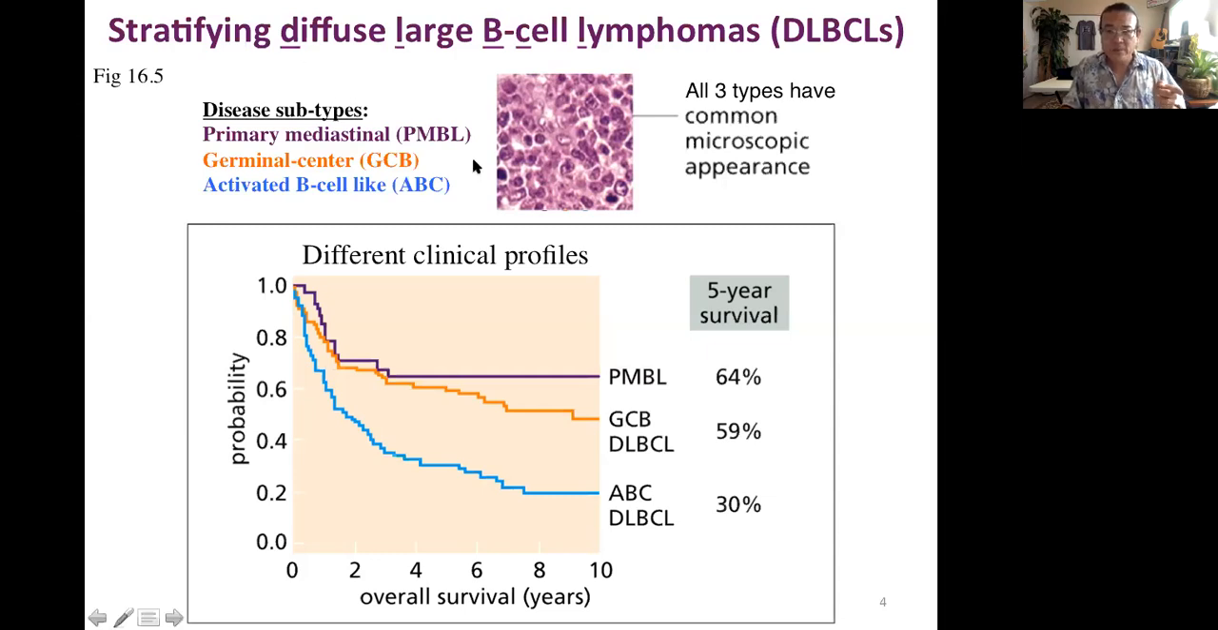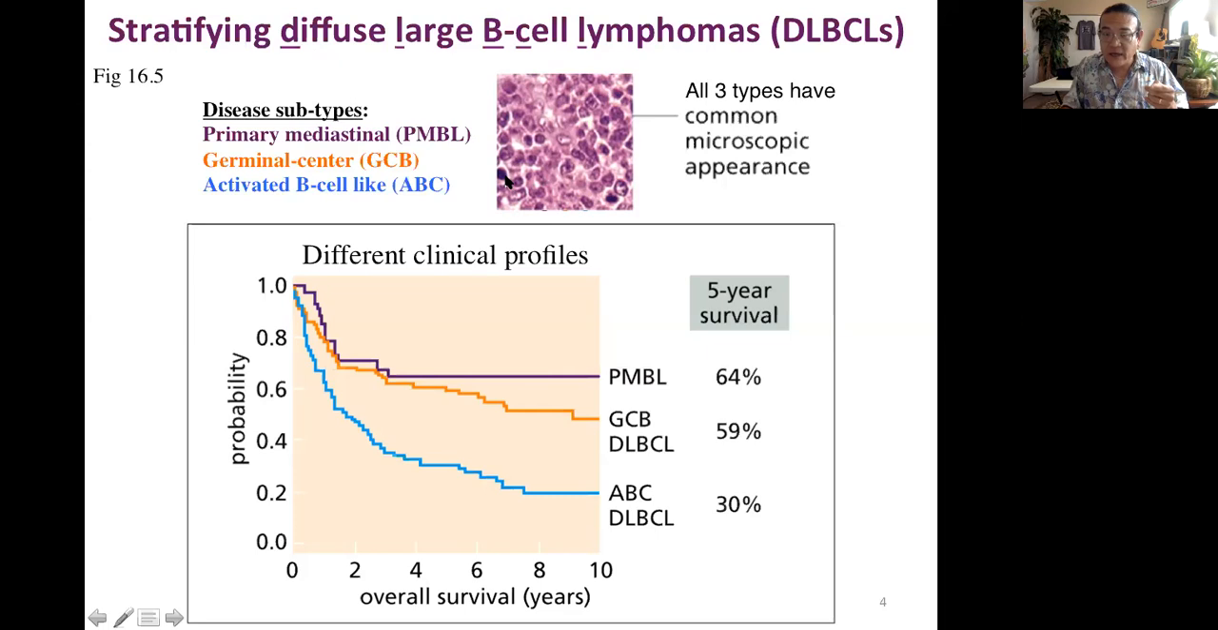So here's an example of an ambiguous cancer. B-cell lymphomas, so these are diffuse large B-cell lymphomas or DLBCLs. There are 3 types of these large B-cell lymphomas that patients present with in the clinic. These are known as primary mediastinal, germinal center, or activated B-cell-like.